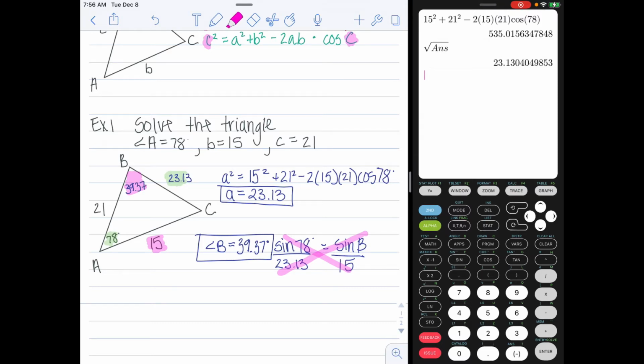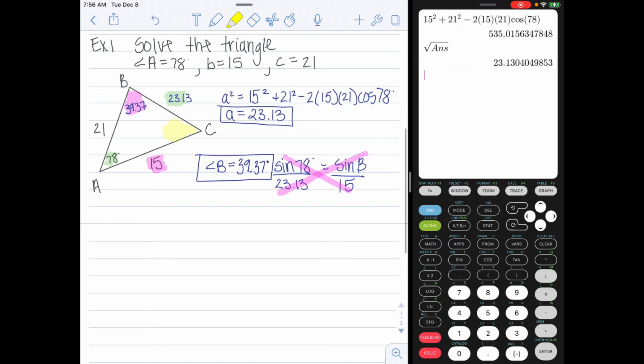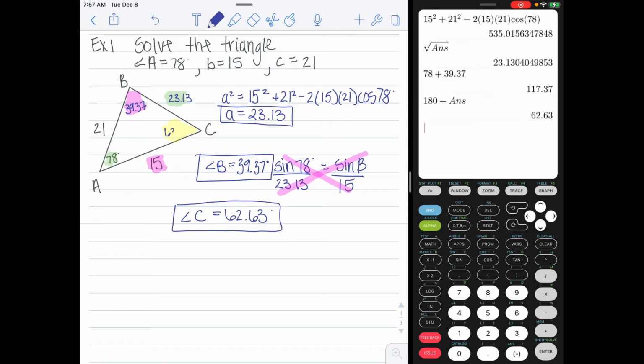And that leaves us with the last angle, angle C, which for this one, I'm just going to add the two angles, 78 plus 39.37, and take 180 minus that answer to get 62.63 degrees for angle C. So checking my work, diagram check, my setup for law of cosine check, and there are no units attached to this, so they're not applicable for this one, okay? All right, good job, guys.